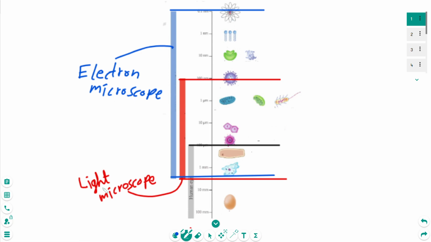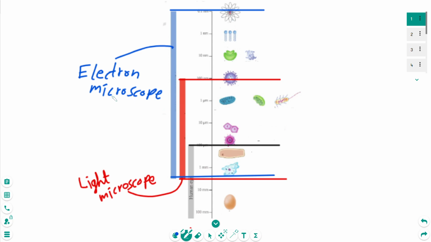The advantage of using a light microscope is that you're able to see living specimens. However, light microscopes have a limit of 100 nanometers, so you can't see anything smaller than that. You can't see viruses, individual molecules or even individual atoms with the light microscope. Therefore, the electron microscope was invented to look at things even smaller than cells: individual proteins, individual viruses, individual atoms within cells.